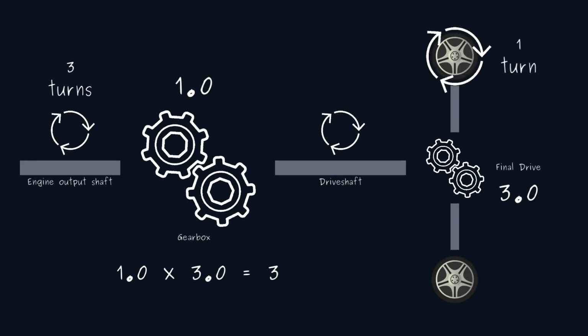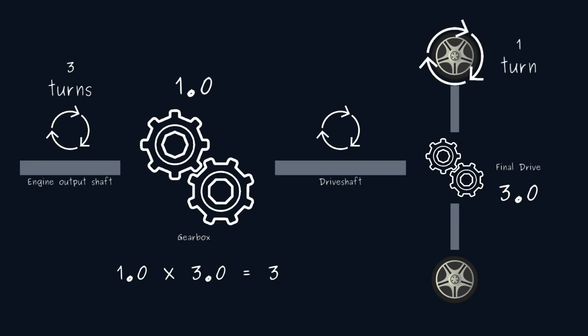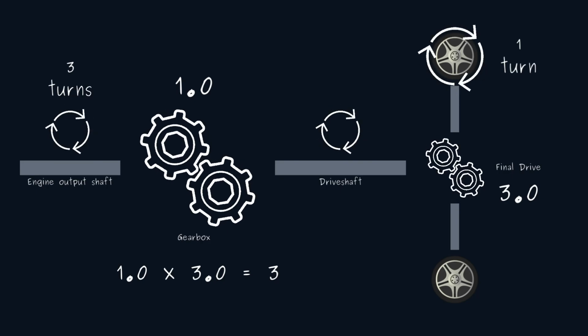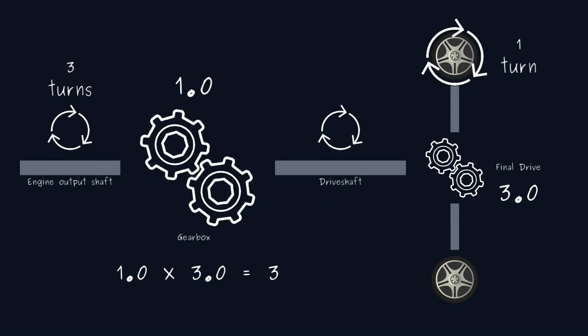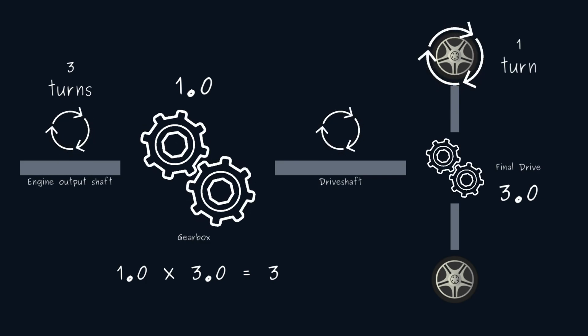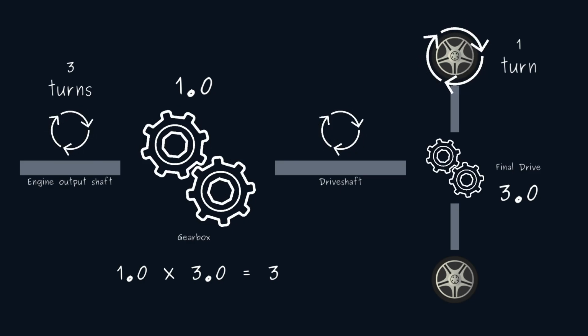The upshot of this is that because we now need fewer turns of the engine, 3 rather than 12, for 1 turn of the wheels, we can now travel further at any given RPM, meaning that we can reach a higher top speed. So you may be thinking at this point that this is much better. The engine has to spin less to turn the wheels. Why don't we always use lower gear ratios?